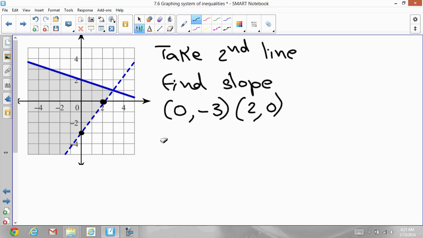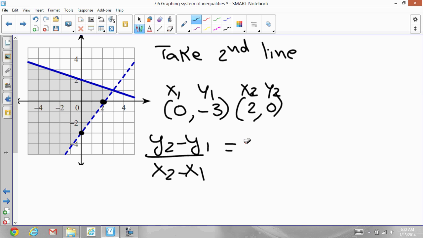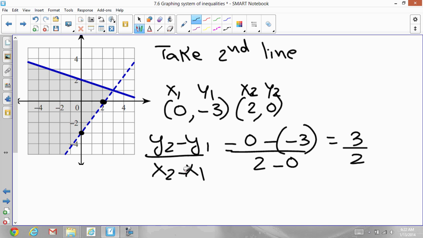Now once again, use the slope-intercept form. You need to find the slope first. So this will be x1, y1, x2, y2. Substitute the numbers in the right place. You've got to be cautious. 0 minus -3 over 2 minus 0. This gives you 3 over 2. Now focus on the slope. The slope in this case is positive because the line goes up. That is why you're ending up with a positive number. So your m is 3 over 2.